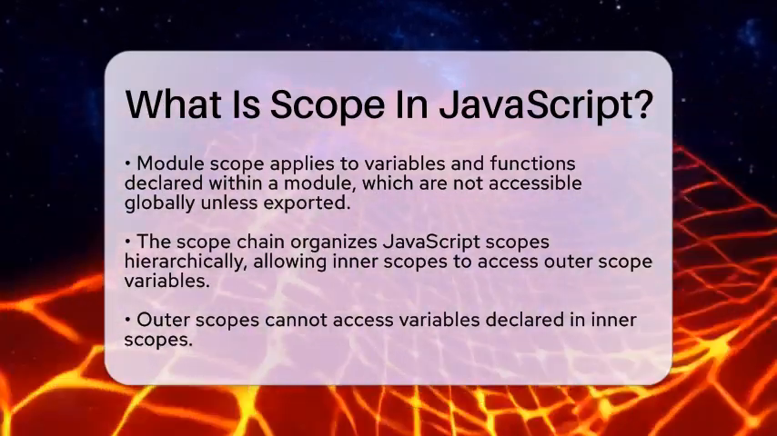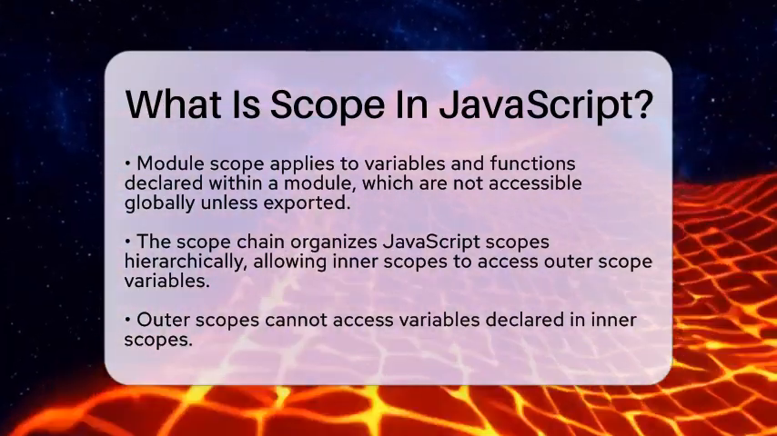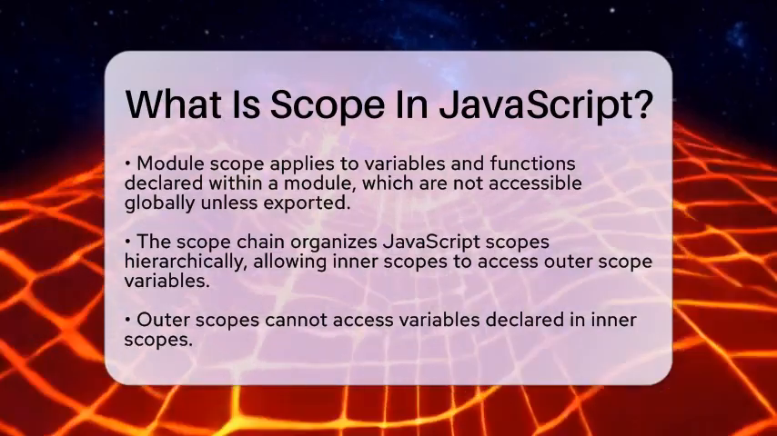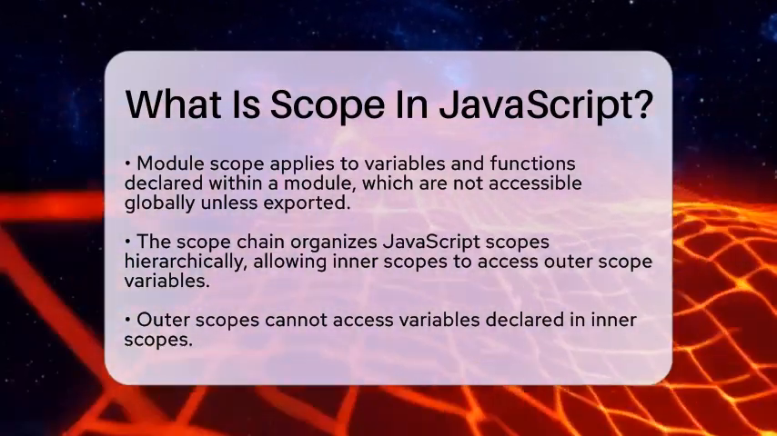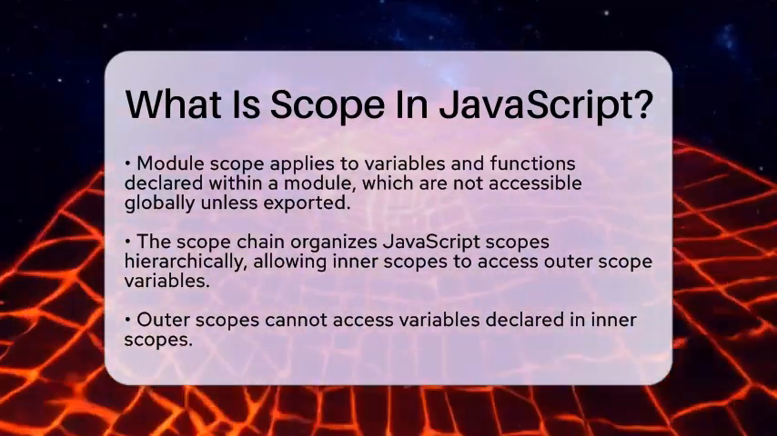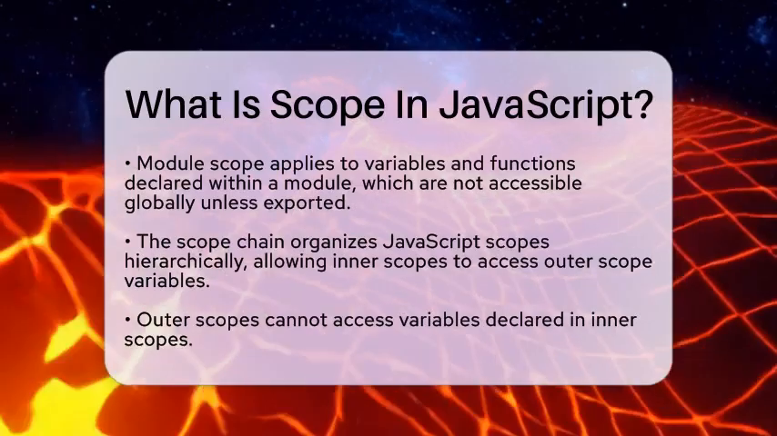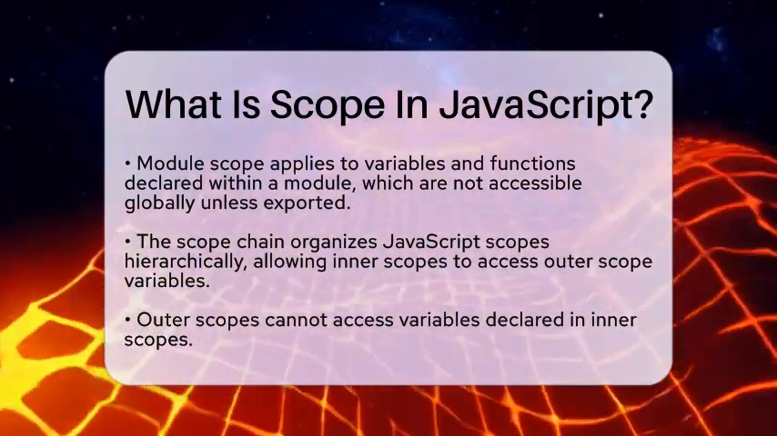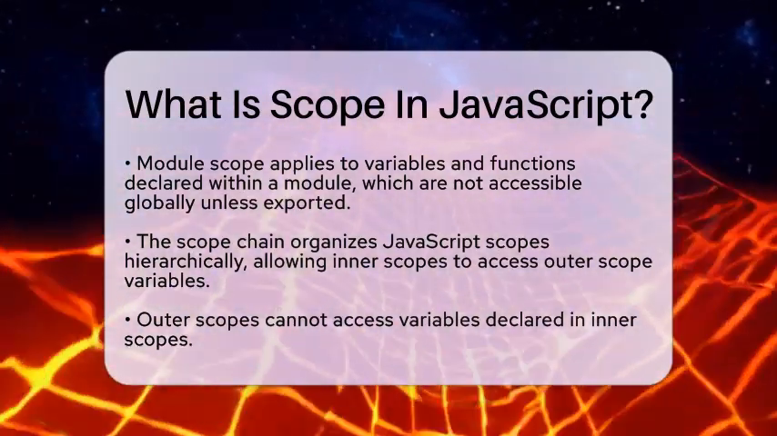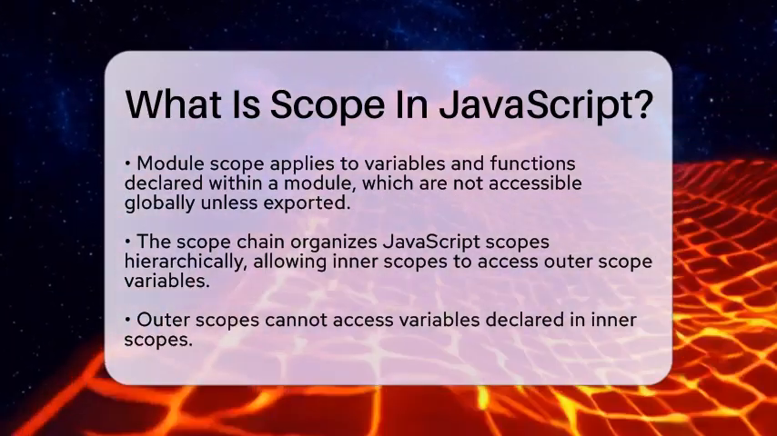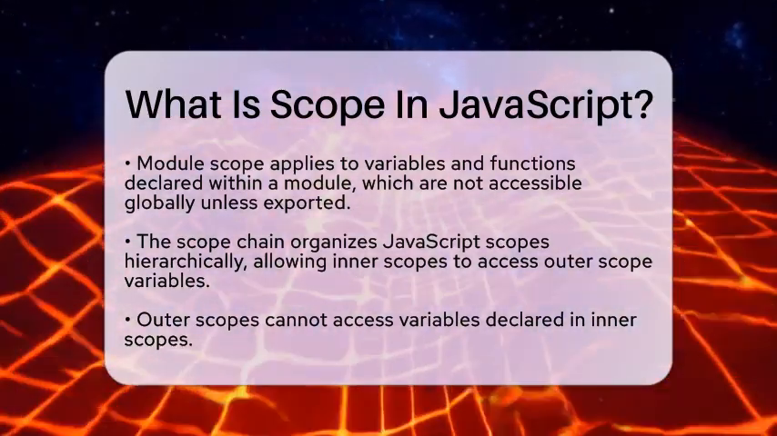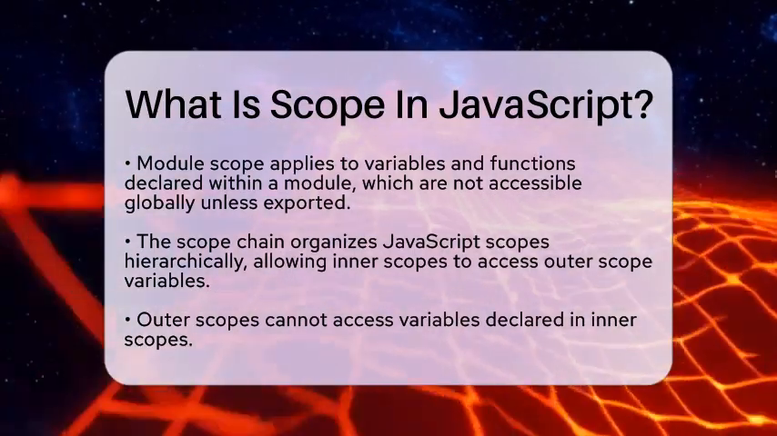Now let's talk about the scope chain. JavaScript scopes are organized hierarchically. Inner scopes have access to variables in their outer scopes, but outer scopes cannot access variables declared inside inner scopes. For instance, a function defined inside another function can access the outer function's variables, but not vice versa.